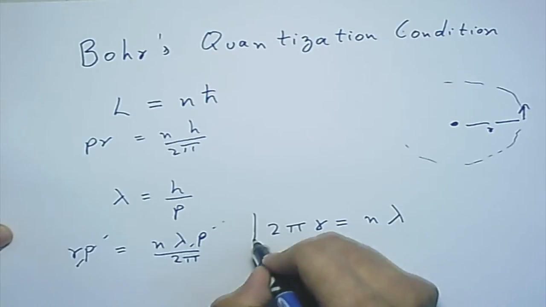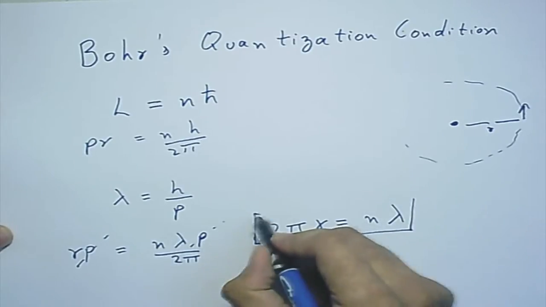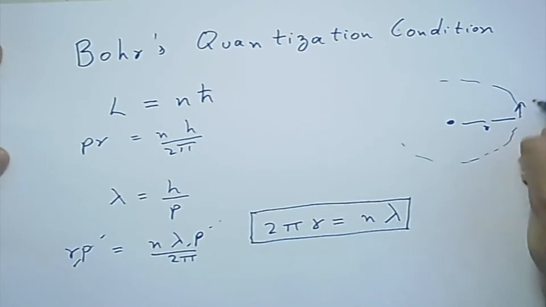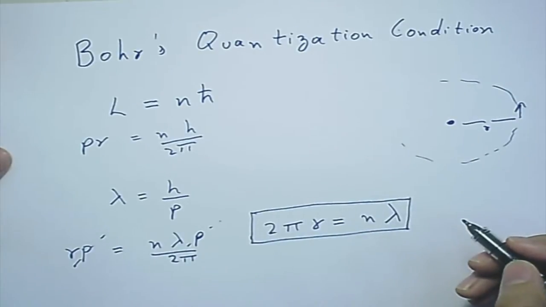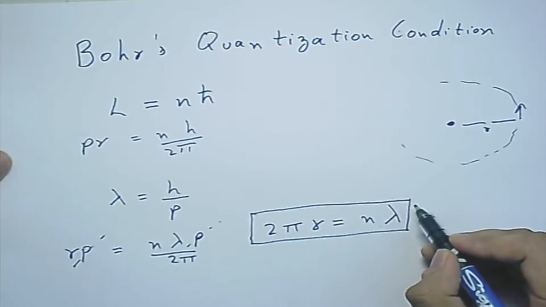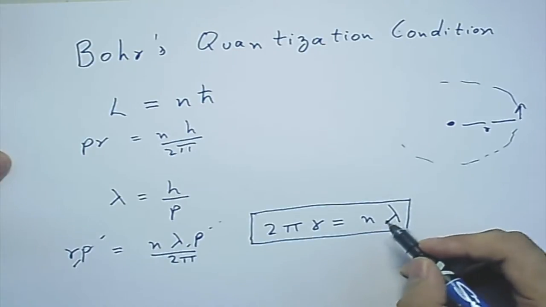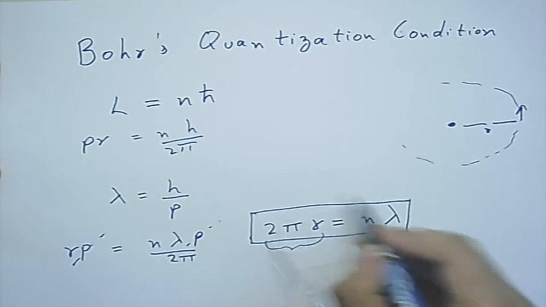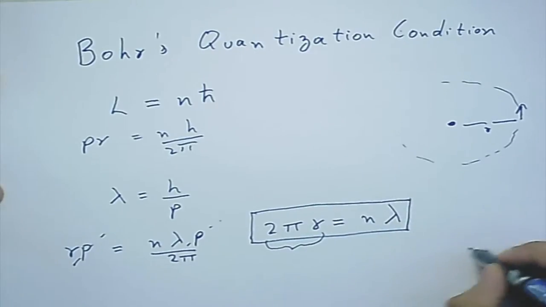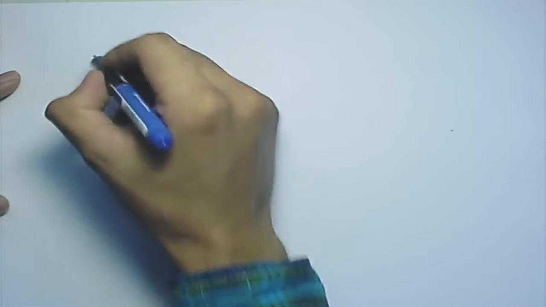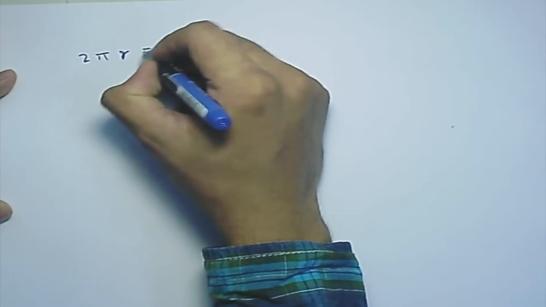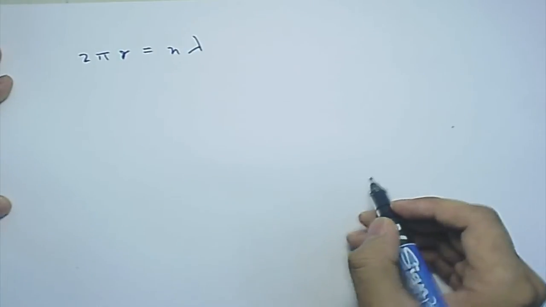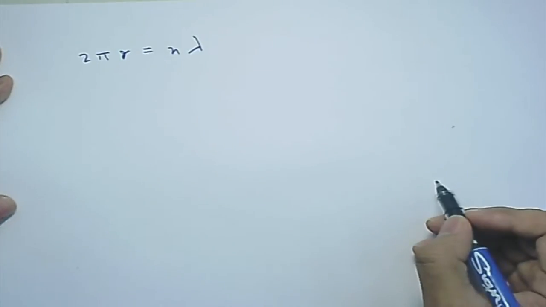Okay, so this is a very profound implication. This says that an integral multiple of the electron's wavelength should be equal to the circumference of the electron's revolution circuit. So you can see it this way. The relation was 2 pi into radius equals n times lambda, where the radius is the radius of revolution, and the wavelength is the de Broglie wavelength of the electron.